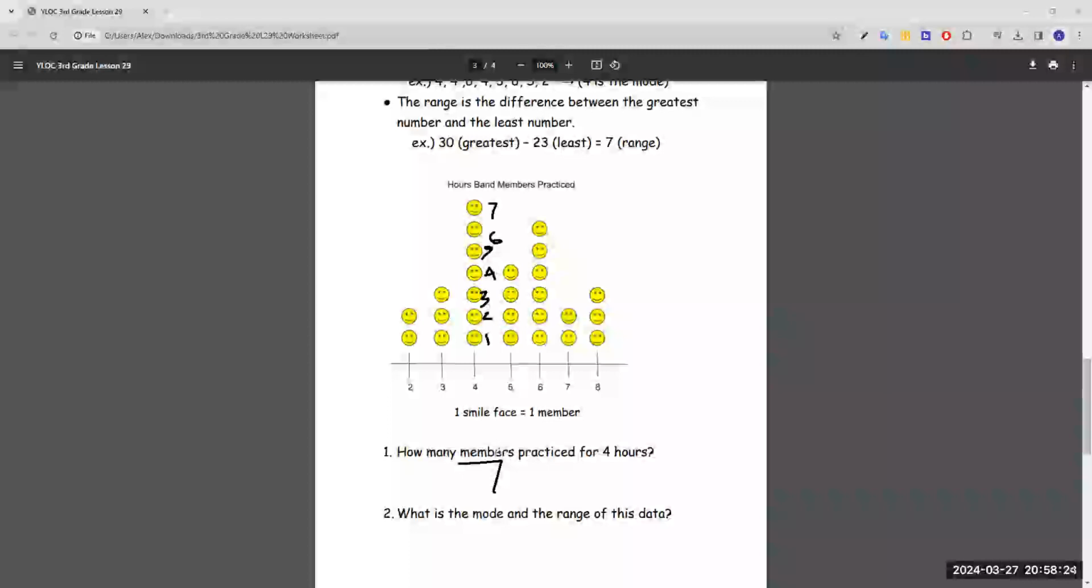The mode is the one that has the highest frequency, which means there's the most smiley faces, and it's 4 as the mode because it has the most smiley faces out of any other one. And the range would be the highest value subtracted by the lowest value, which is 8 is our highest value and 2 is our lowest value. So our range would be 6.